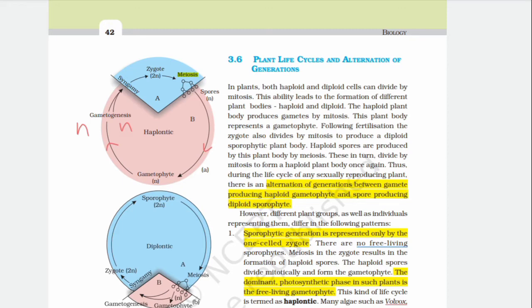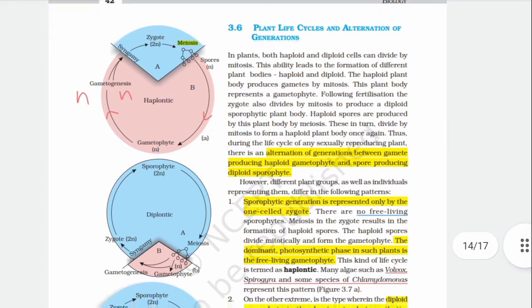Only this blue colored part is the sporophyte and this one is the gametophyte. These spores, through mitosis, will increase in number and they will form the gametophyte. That's all. This is very simple. Gametophyte will be haploid and sporophyte will be diploid. Okay, so here you can see clearly an alternation of generation between the gamete producing haploid gametophyte and the spore producing diploid sporophyte. So this is known as alternation of generation.